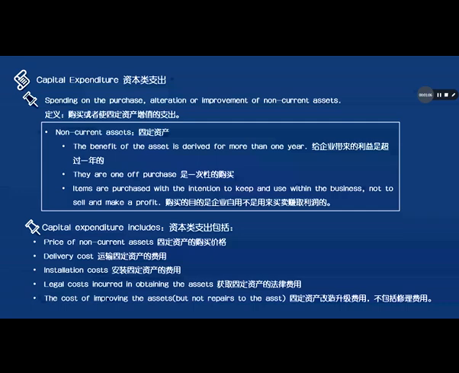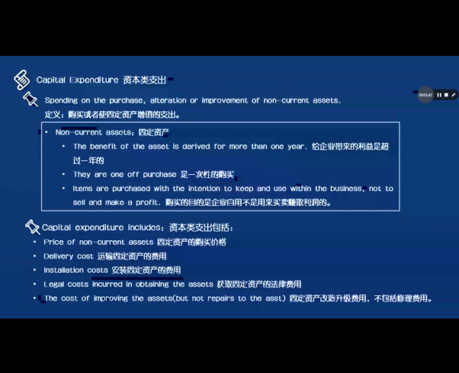First, the benefit of the asset is derived from more than 1 year. For example, business fixtures and fittings, office premises, motor vehicles, factory, plant, equipment, and etc. And most of these non-current assets have one-off purchase because we need to keep them in the business and use it for long term. The purpose of purchasing non-current assets is to keep and use them within the business.